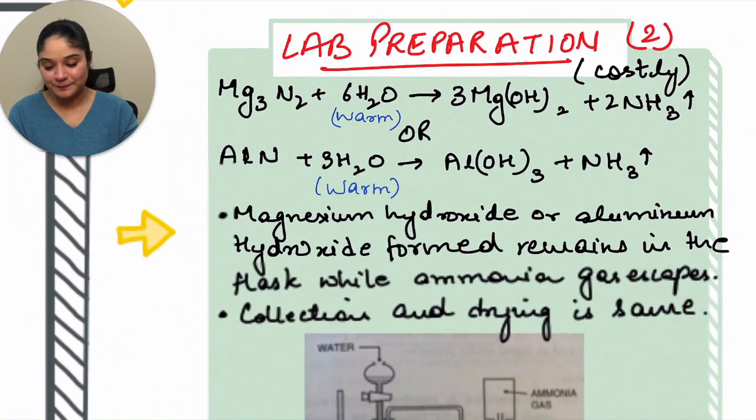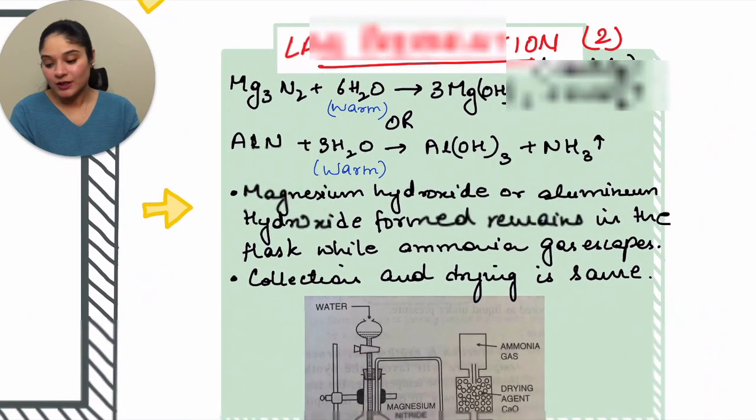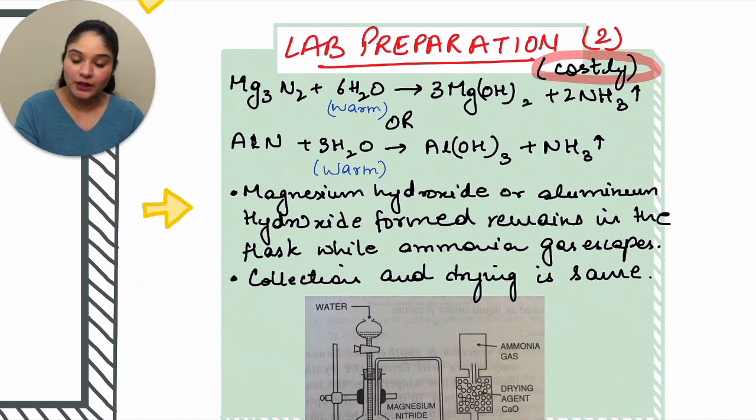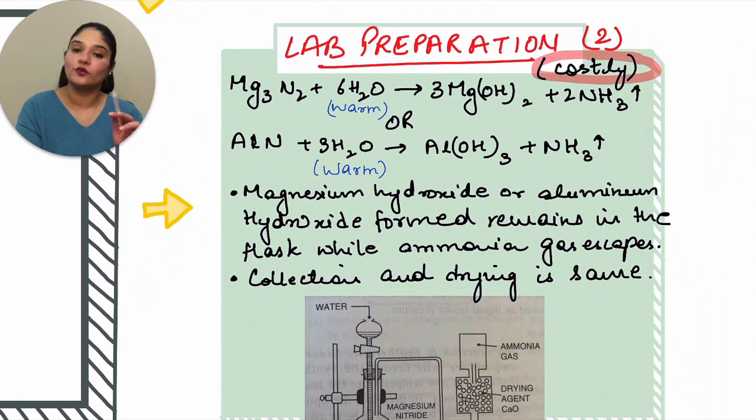This is your second lab preparation. In this lab preparation, you have Mg3N2 and AlN, that is magnesium nitride and aluminium nitride, and these reactions are with warm water. You have to remember this. And another thing that you have to remember is that this particular lab preparation is costly. So if asked in the exam which of the lab preparations would you prefer or which is more feasible, then the first one that we talked about is more feasible.